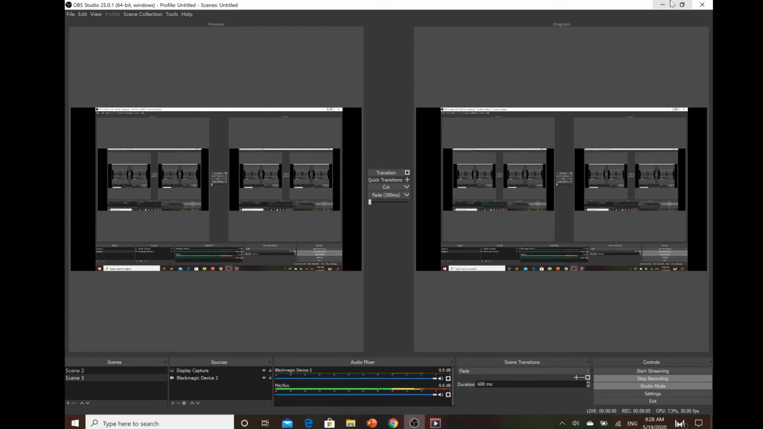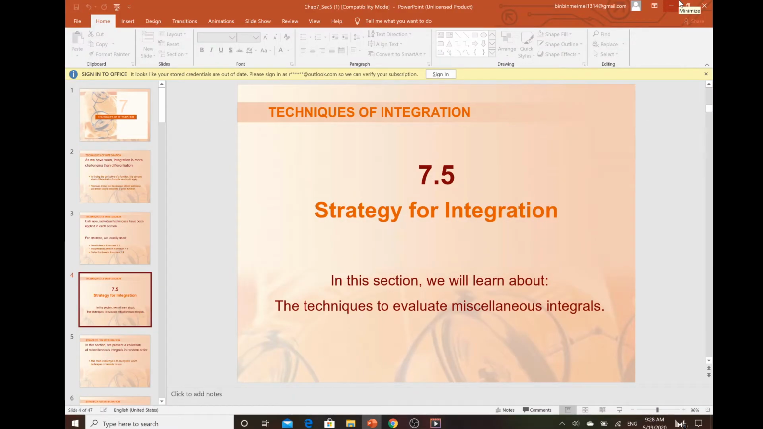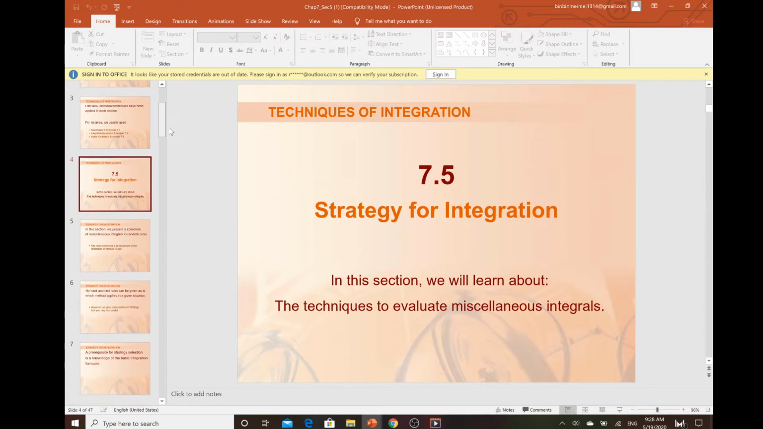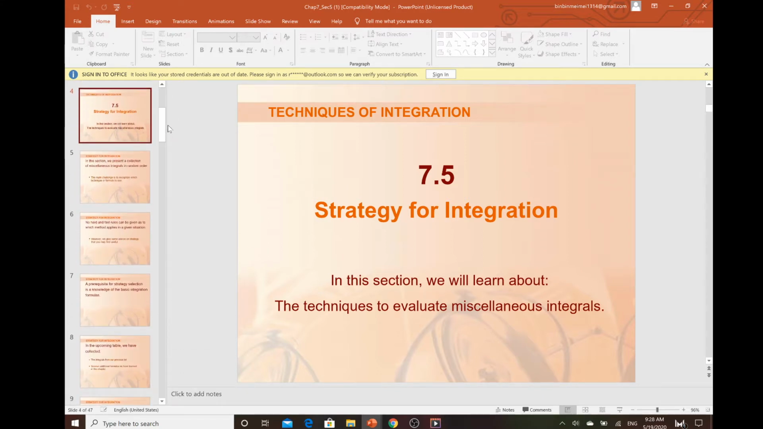Today I want to talk about the different integration techniques. For those of you who have a hard time finding out which integration formula or technique we need to apply, what should we do? How do we determine which strategy, what kind of method or formula, we need to use?